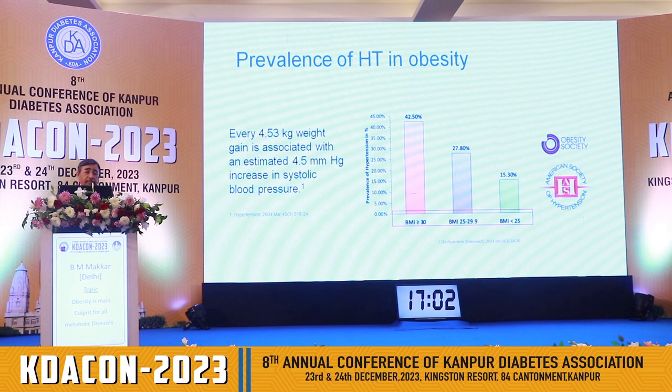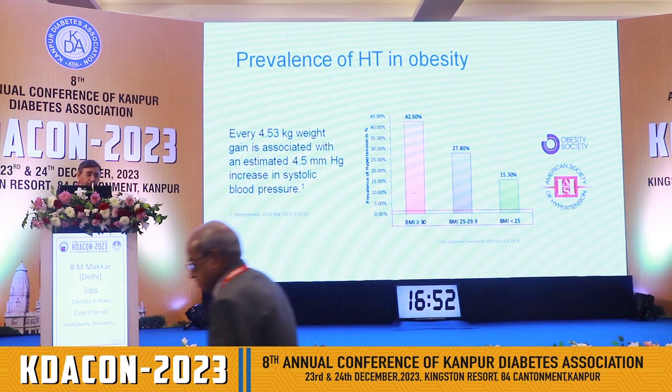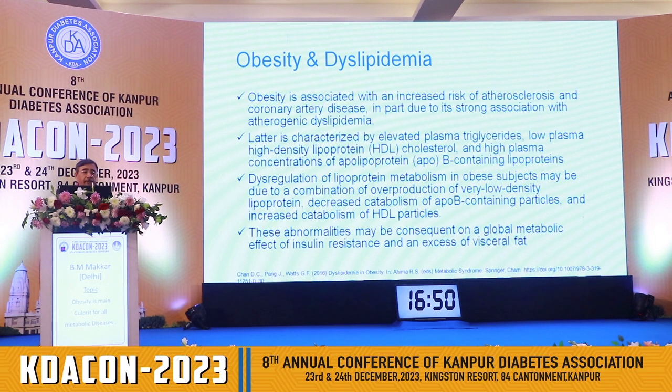Now, this slide shows that as the BMI goes up, there is also an increase in the risk of high blood pressure. The higher the BMI, the higher the prevalence of hypertension. Now, obesity is associated with increased risk of atherosclerosis, we know, and coronary artery disease, and partly it is due to the strong association between obesity and atherogenic dyslipidemia, which is characterized by high TG, low HDL, and normal or high LDL level, and increased concentration of ApoB.